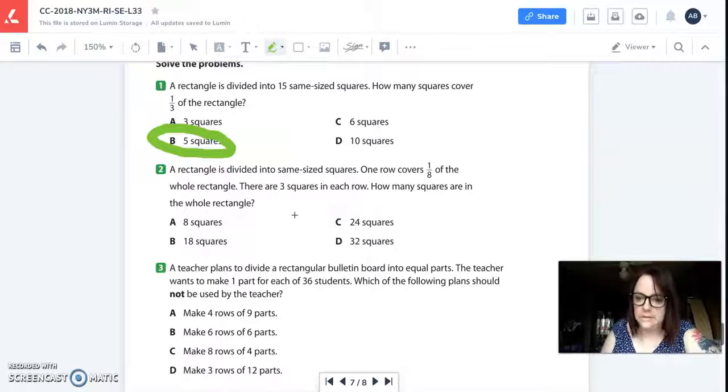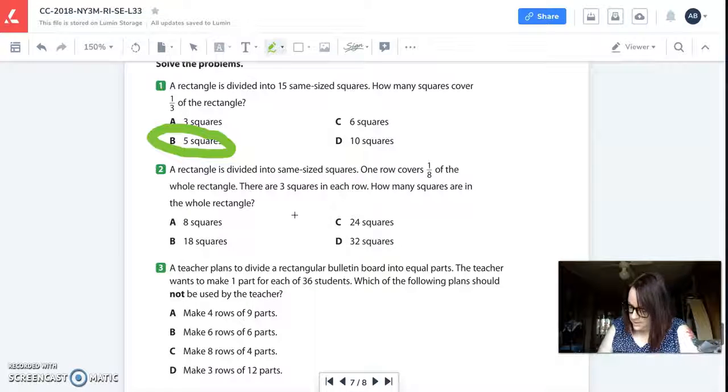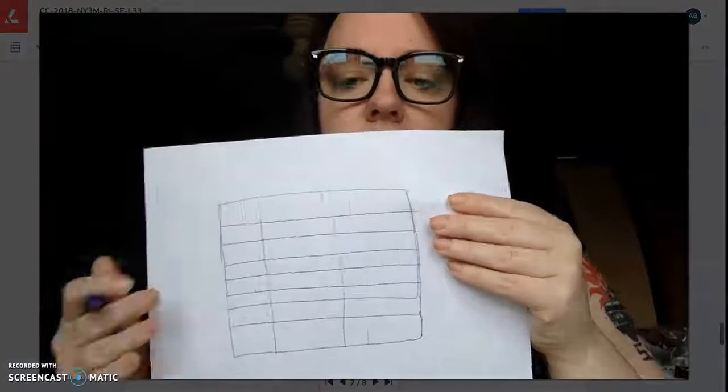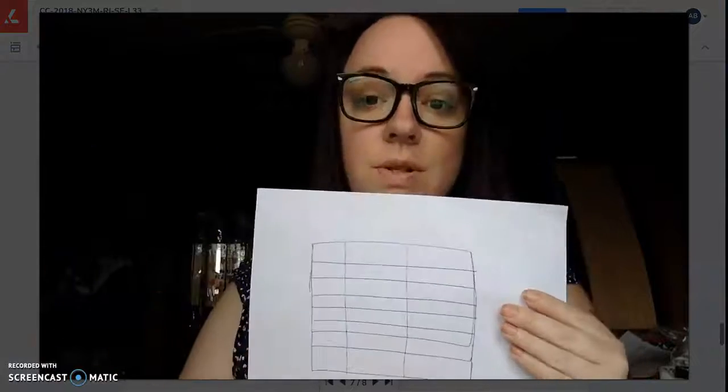I divided these a little. They don't look equal. It's okay. We get it. 2, 3, 4, 5, 6, 7. Okay. It says that they covered 1/8. So as soon as they said 1/8, I knew that we had 8 something. Since it says there's 3 in each, now we know that there's 8 rows and 3 columns.